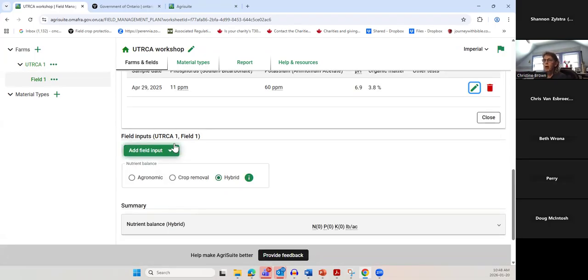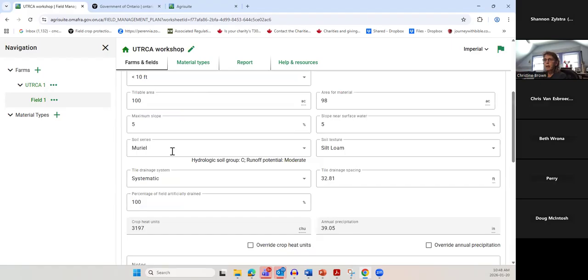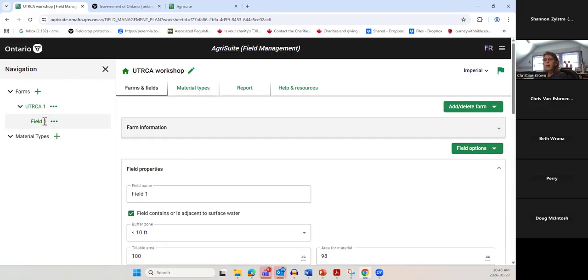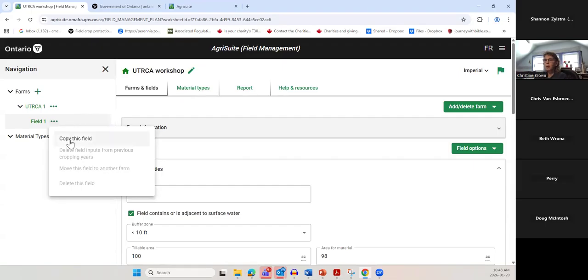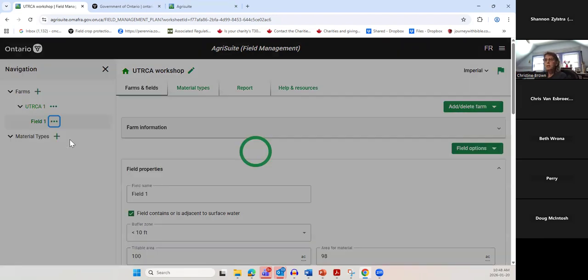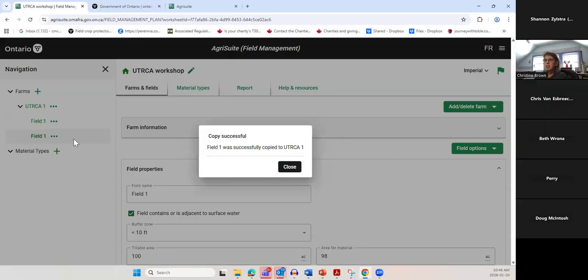Next, we've got our field inputs. And so the way that this works, we've got our field one. I guess I'll go back a little bit. If I wanted to, at this point, when I've got my field information in here, it says more options. I can copy this field. And so if I don't want to input all that same or mostly the same information again, I can copy this field. It says it was successfully copied.